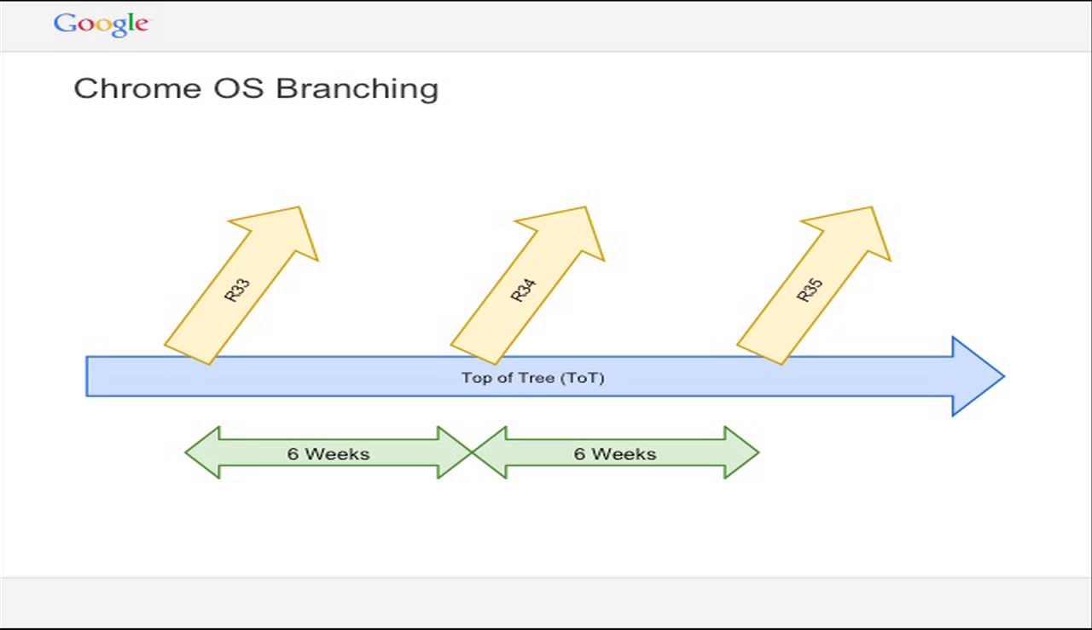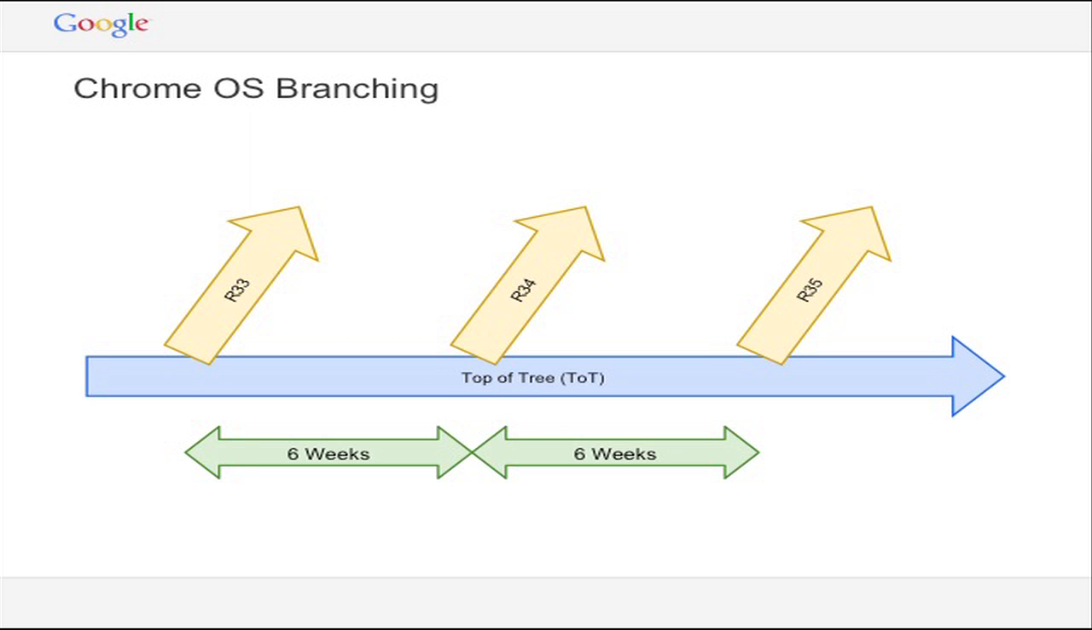And then at that point, the branch will only get changes that are considered bug fixes and not new features, whereas on top of tree, we can kind of throw whatever we want. And the important thing to note here is that whenever we're shipping a new device, the FSI, the final shipping image for that device, will come off of one of these R branches because we want it to be stable when the user gets it.